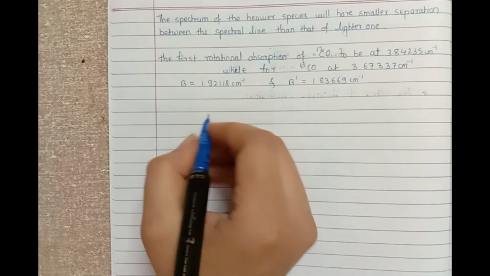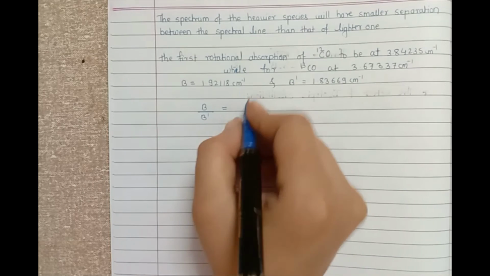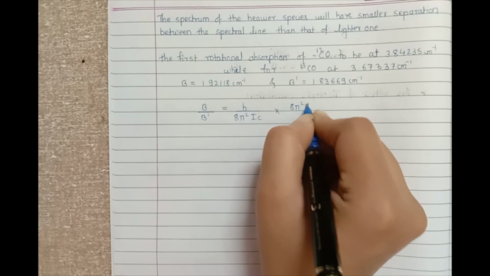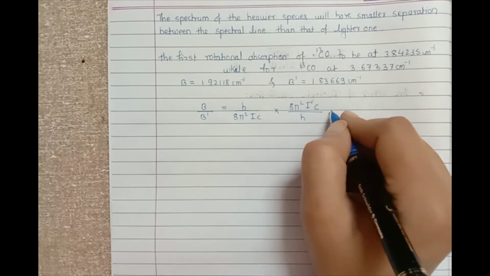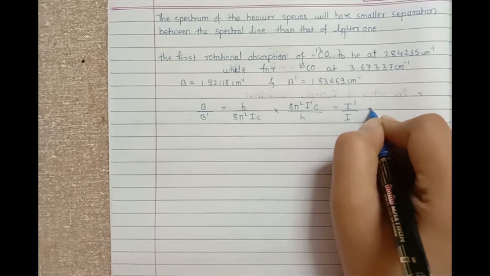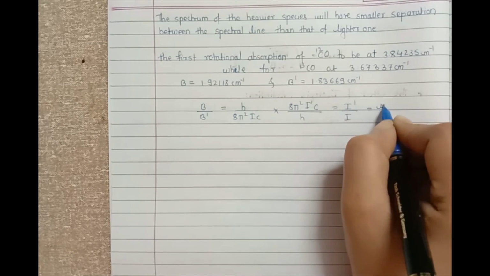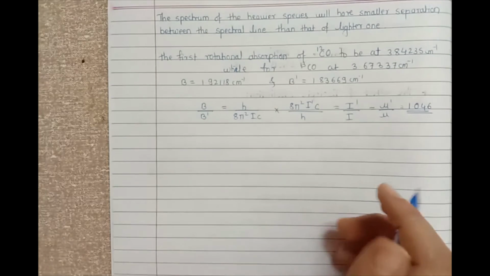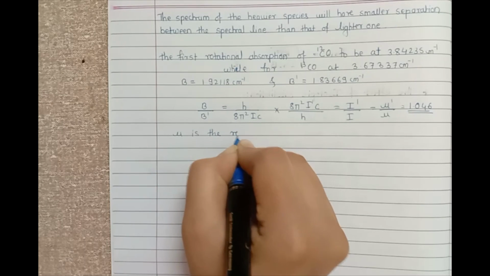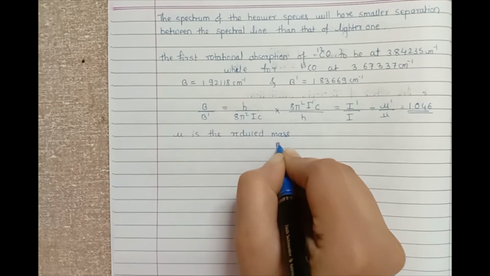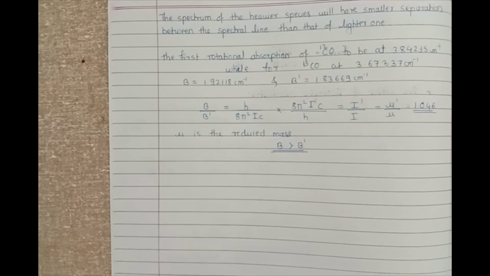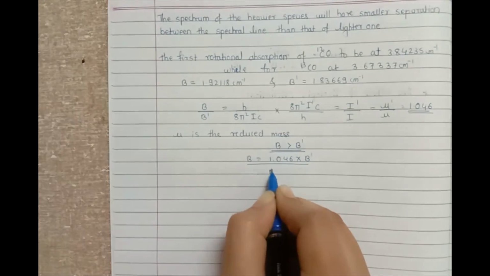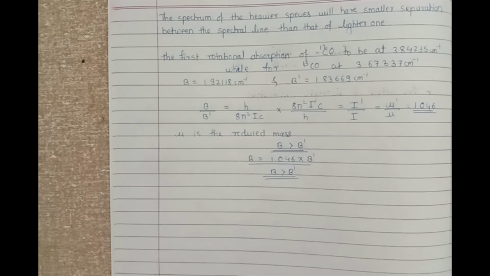So now we will take the ratio of B upon B dash, which is equal to h upon 8 pi square I c into 8 pi square I dash c upon h. So everything gets cancelled. What remains? I dash upon I. We know that I is equal to mu r square. As the internuclear distance does not change, what will be there? Mu dash upon mu. And this ratio is equal to 1.046. So mu is the reduced mass. So this implies that B is greater than B dash. This is the proof that B is equal to 1.046 into B dash. So therefore B is greater than B dash. Here we have taken an example of carbon monoxide. Is it clear?